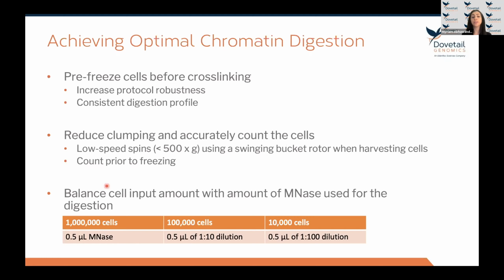We also recommend to count the cells before freezing. So you would harvest the cells, wash them with PBS, count, aliquot the number of cells you'll be starting the assay with, spin down to remove the supernatant, and then freeze the cells by just placing the pellet at -80 for at least 30 minutes before cross-linking and digestion.